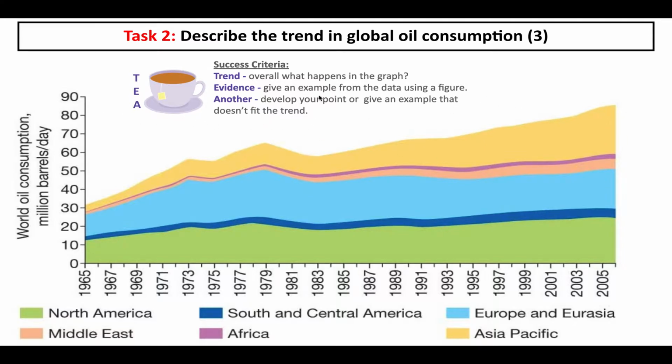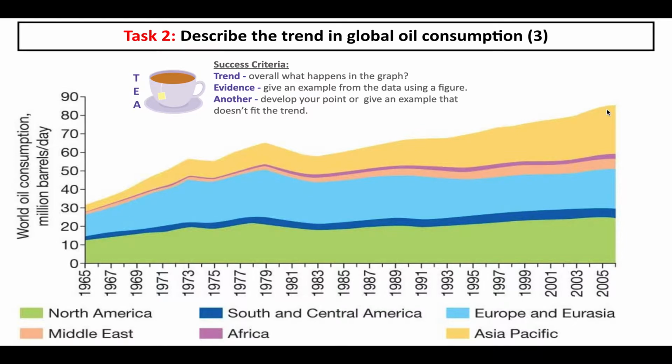Okay, and then we're going to give some evidence. So in fact, we've just done that. We've worked out the numbers that we're going to use as our evidence. So we're going to say, overall, what happens in the graph? Global oil consumption has increased over time. Okay, then we give our evidence, our numbers that give the example.